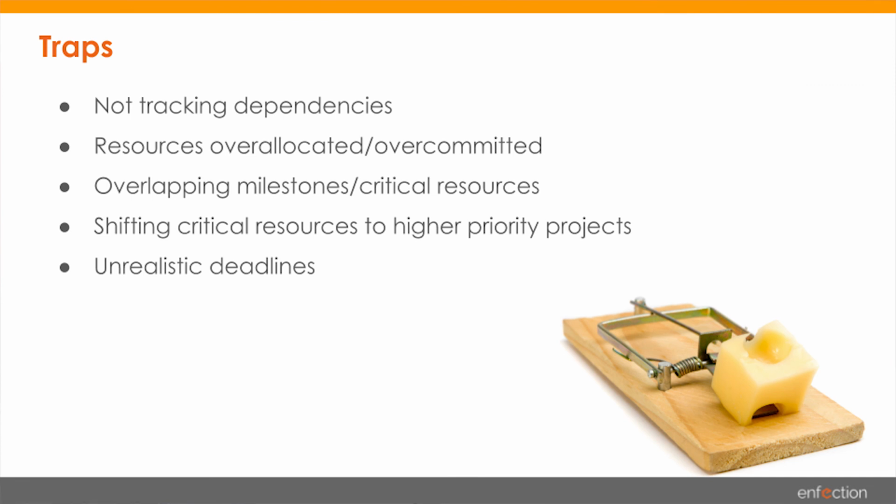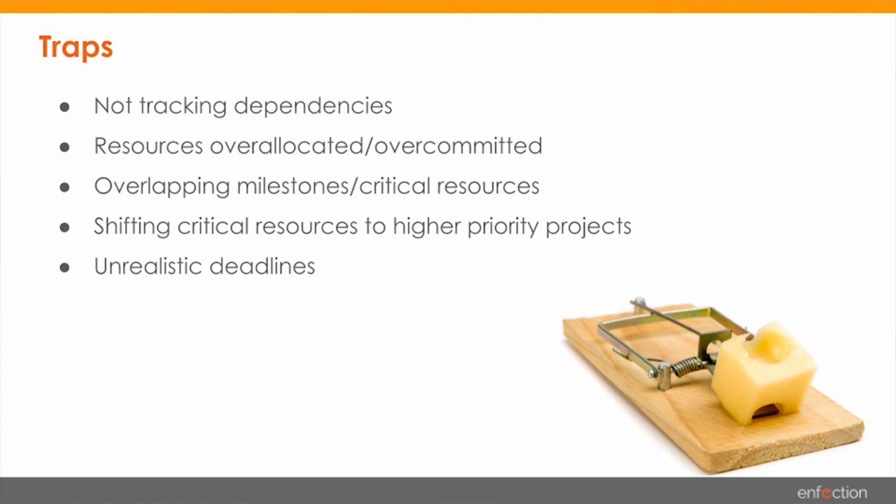Now the traps: why we fail to deliver projects on time and why the quality is getting compromised. Not tracking dependencies. Like I told you guys, we need to track the dependencies and we need to always have a backup plan. That is very crucial during completion of projects and coming up with the expected quality.